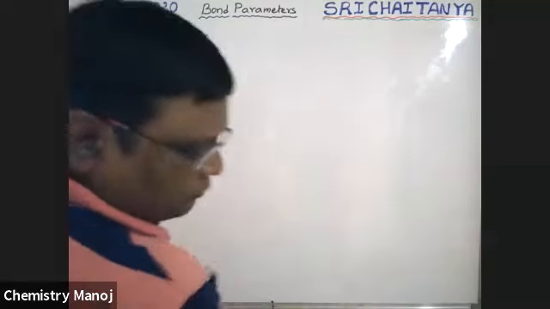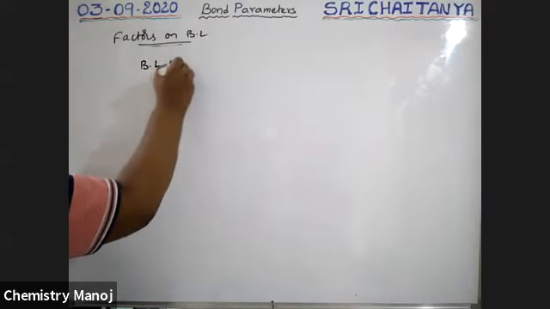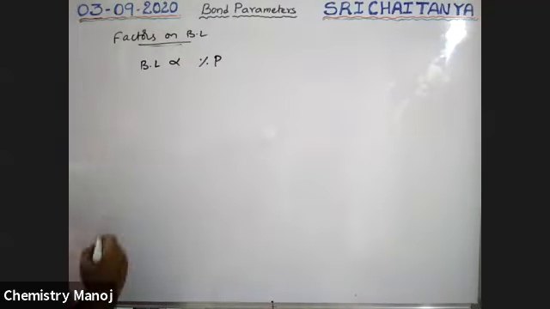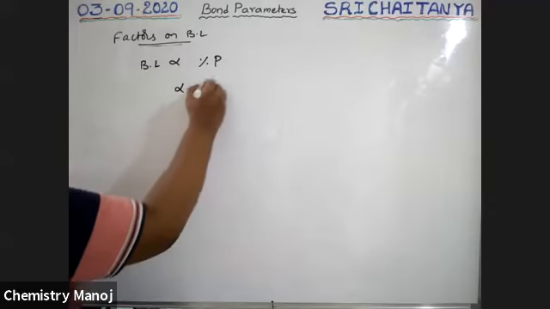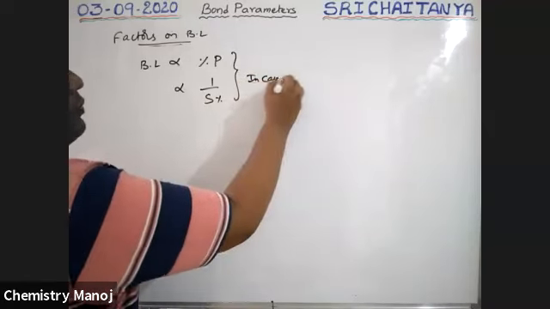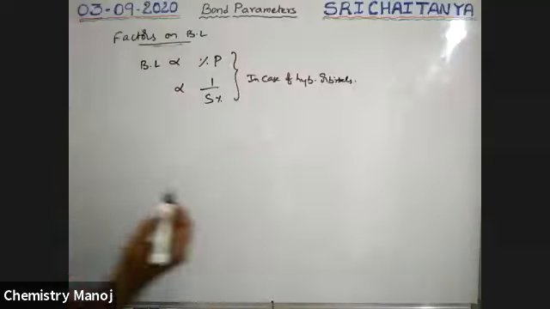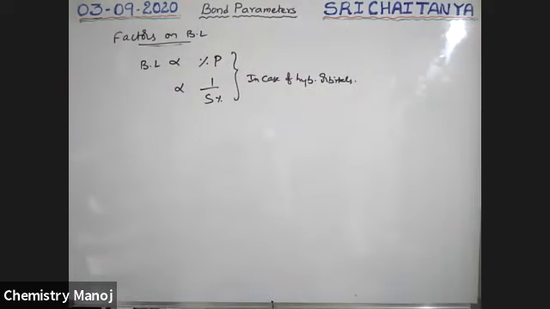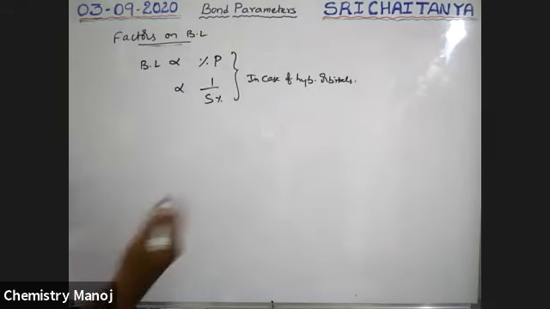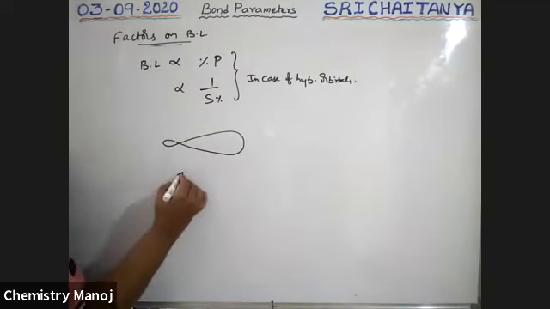Bond length is directly proportional to the percentage of p character, very, very important, and inversely proportional to the percentage of s character, in the case of hybrid orbitals. That means hybridization also influences bond length. As p percentage increases, bond length increases. As p percentage increases, hybrid orbital size also increases.